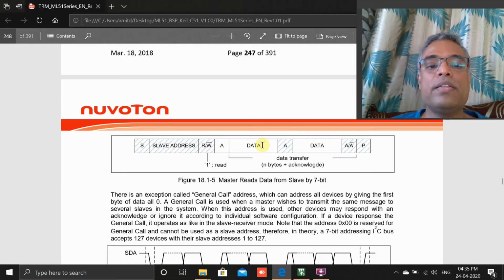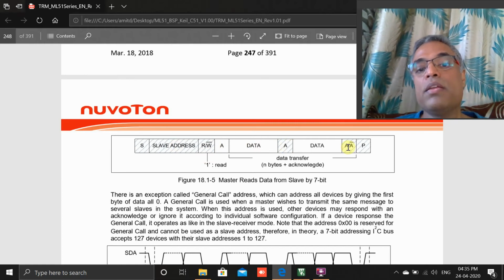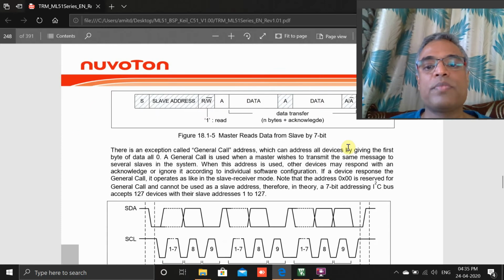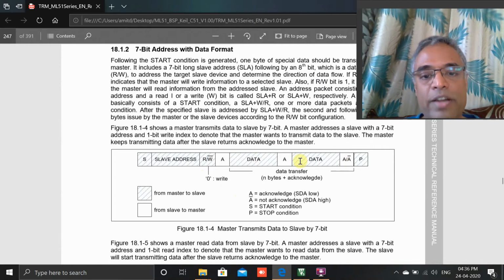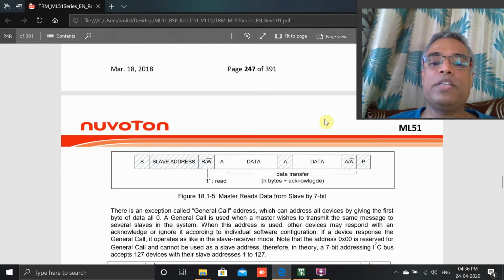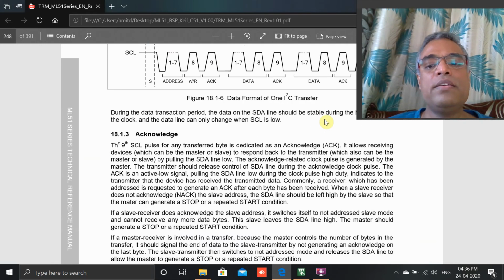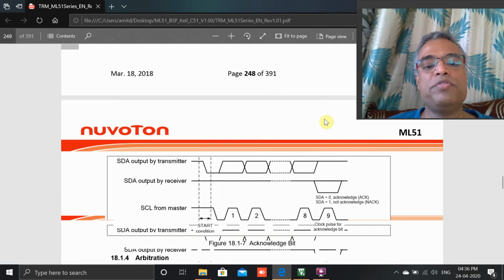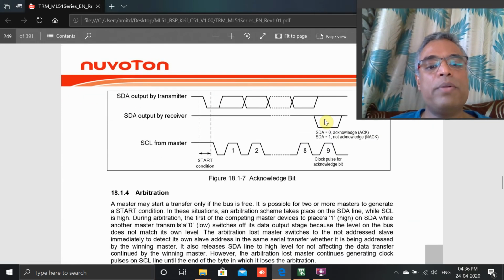At this point, the ACK bits or the NACK bits are generated by the, you got it, master. Once again, if it's a write operation, the ACK or the NACK bits are generated by the, you got it, the slave. And when you have a read operation, the ACK and the NACK bits are generated by the master. Okay, so with that in mind, we shall proceed further and talk a little more about the arbitration.